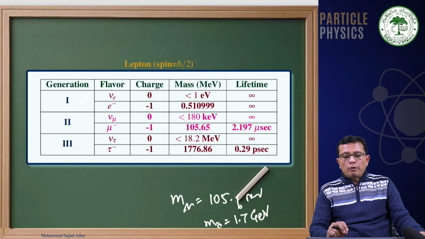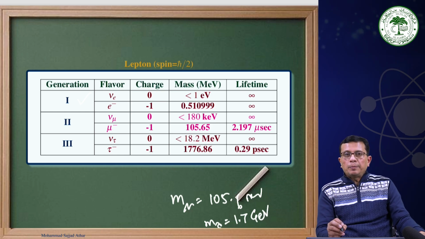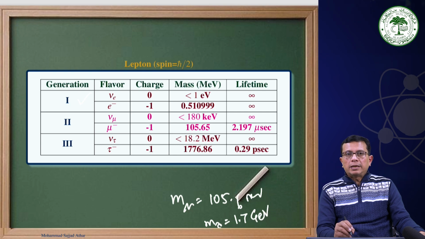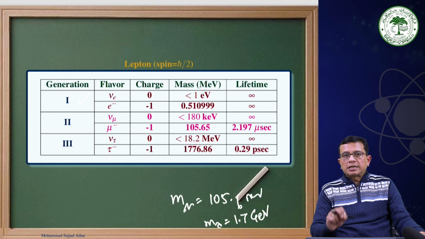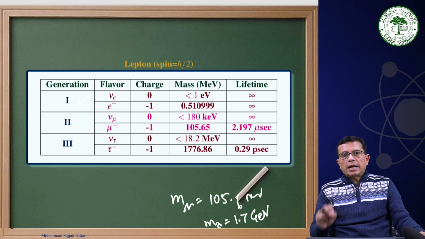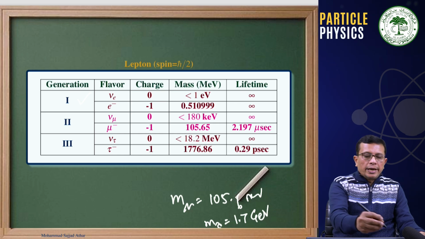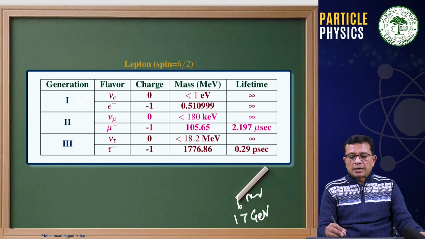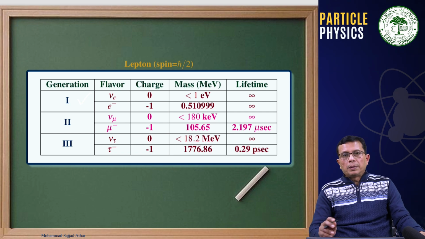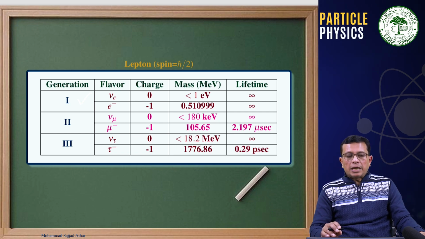And what will be the lifetime of mu plus? Since mu plus is the antiparticle of mu minus, in the standard model the lifetime of a particle is the same as that of the antiparticle. If mu minus lives for 2.197 microseconds, then that will also be the lifetime of mu plus, and similarly that will be true for tau plus. Therefore, the masses of mu minus and mu plus will be exactly the same, the masses of tau minus and tau plus will be exactly the same, and similarly that will be true for the lifetimes of the particles.